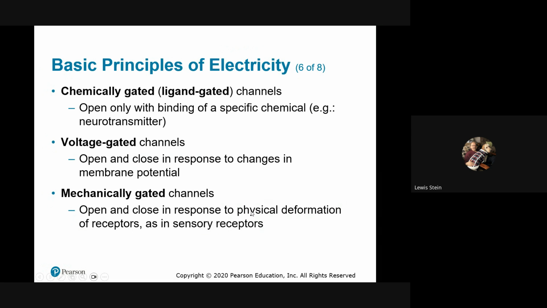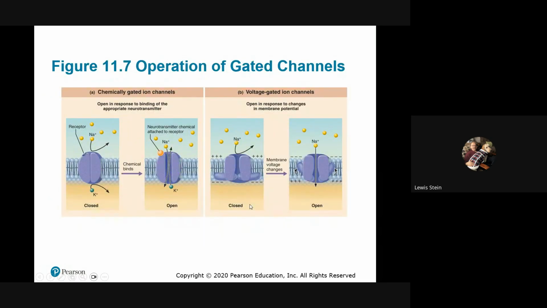Mechanically gated responds to physical deformation, pushing, squeezing, whatever you want to call it. And so we'll see it, whether or not it's a neurotransmitter that opens the gate, just like in the muscle: sodium in and potassium out. We saw those.